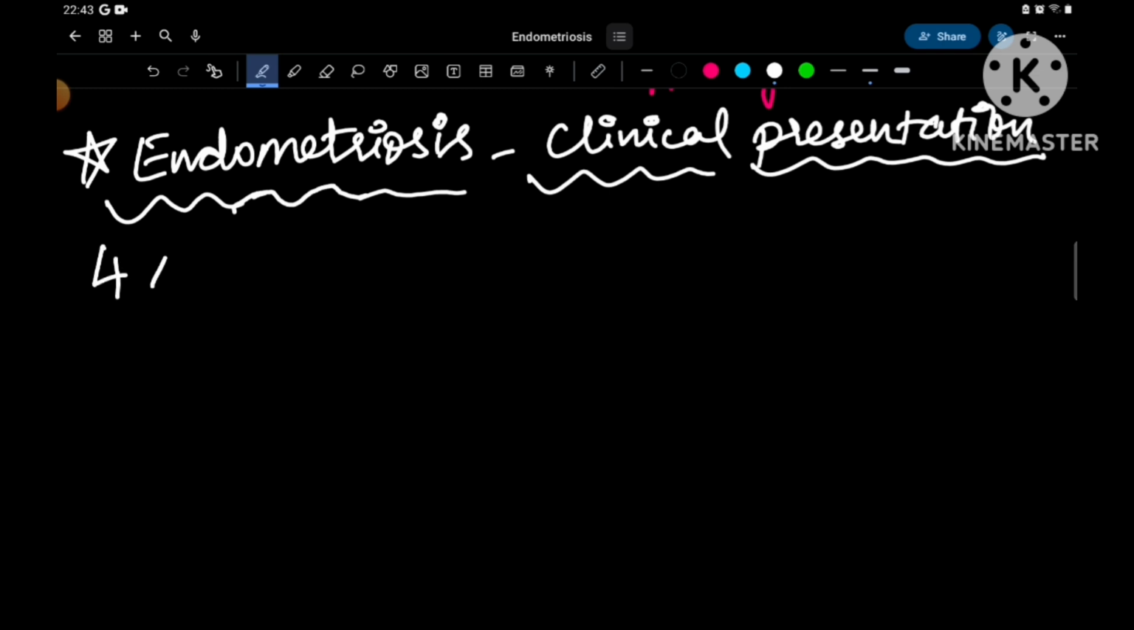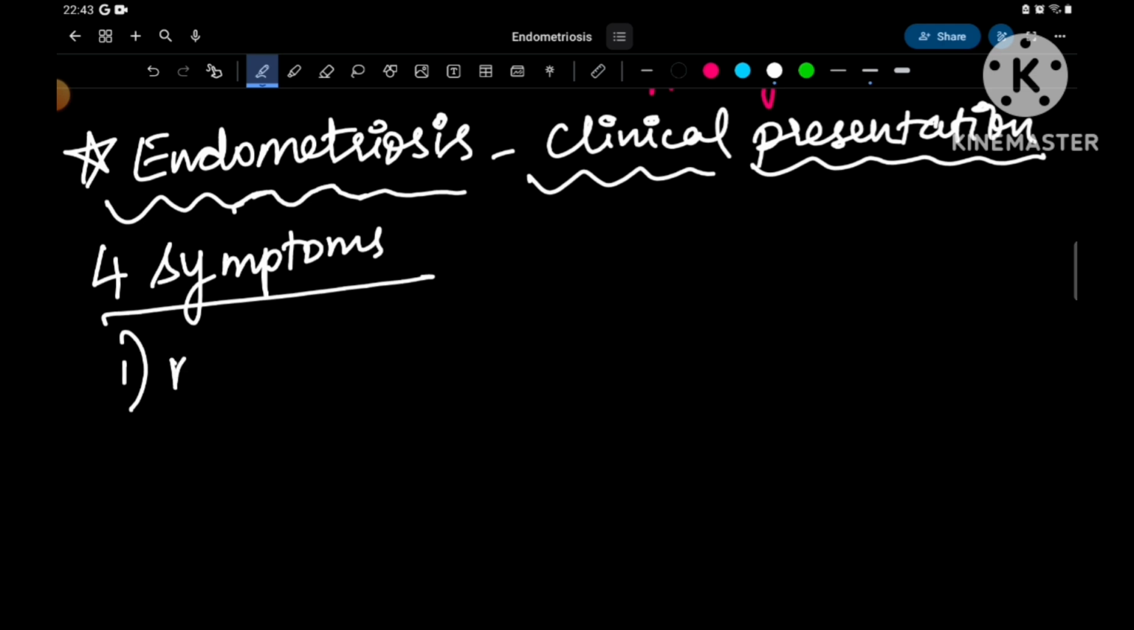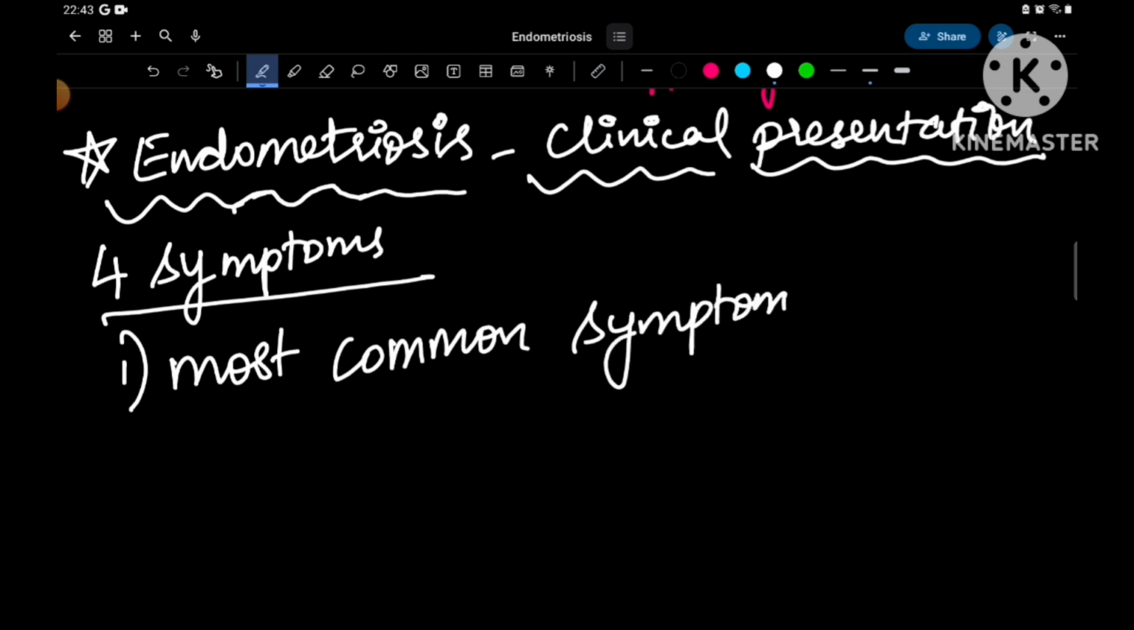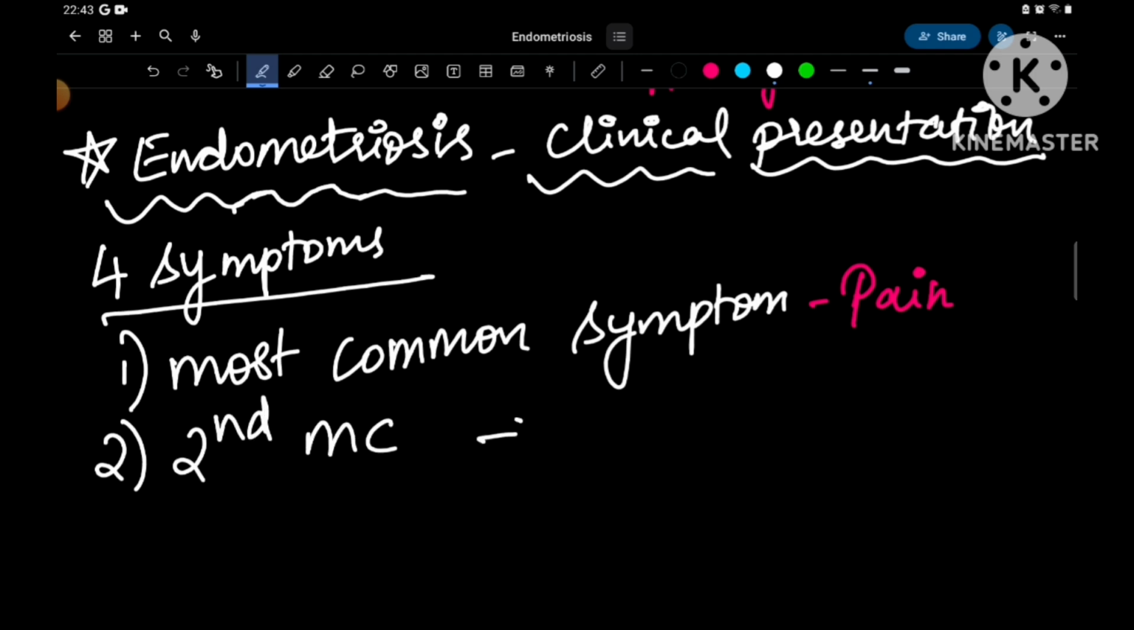Four symptoms which you have to remember. What are they? First, the most common symptom is pain. You should know that there is pain. So the most common symptom of endometriosis also is pain only. The second most common is infertility.